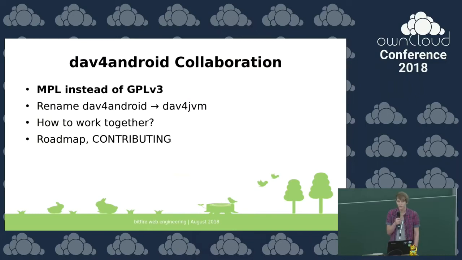The next thing, the library is now called dav4android because it had some Android dependencies earlier. In the meanwhile, all those dependencies are removed because they shouldn't be in a WebDAV library, and we plan to rename it to DAV for Java Virtual Machine, so it can be used in any Java or Kotlin project.